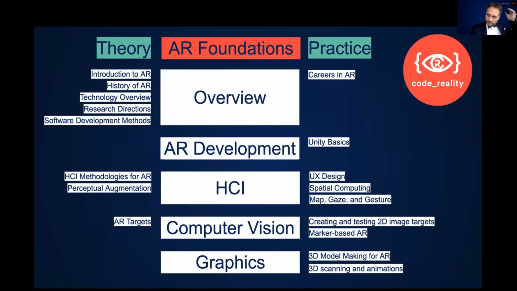Let me just give you an overview of what is all covered in our flavor of the curriculum model you've just heard about. The foundation course covers those five areas. So an overview, quite extensive, with an introduction to the field, a history of augmented reality, a more in-depth technology overview of what's available, also on a component level, an outlook to research directions, and a reminder of relevant software development methods, and an introduction to human-computer interaction for AR and perceptual augmentations, as well as how AR targets work.